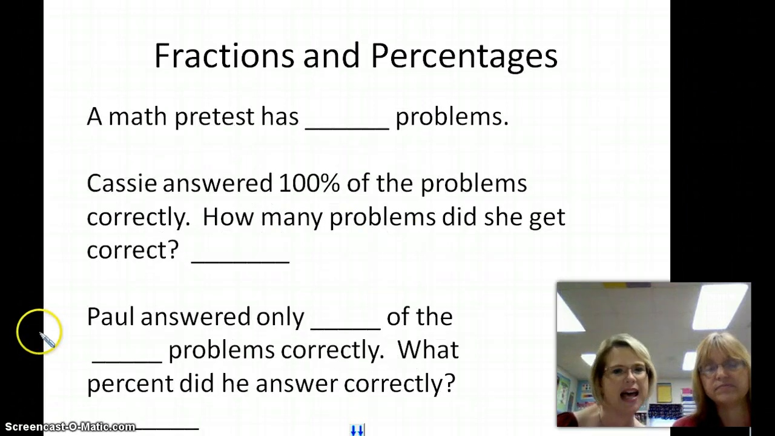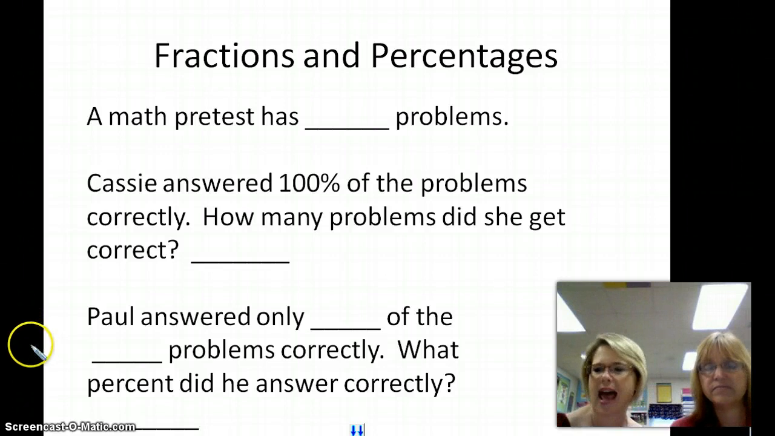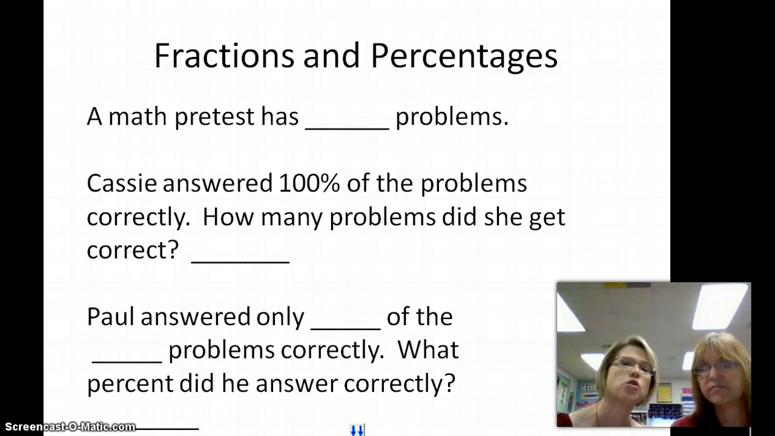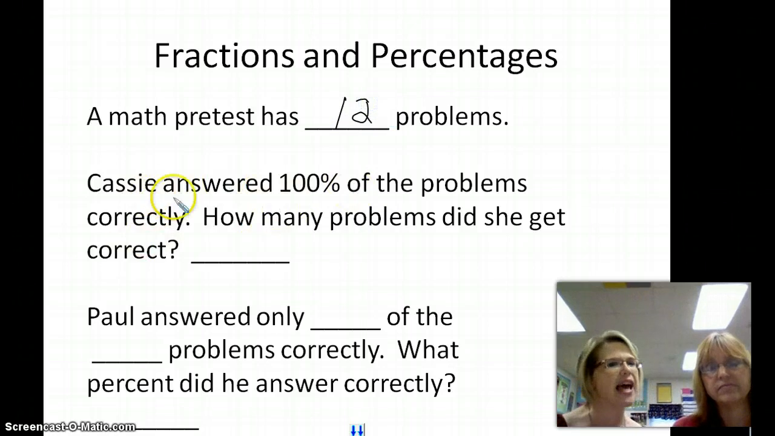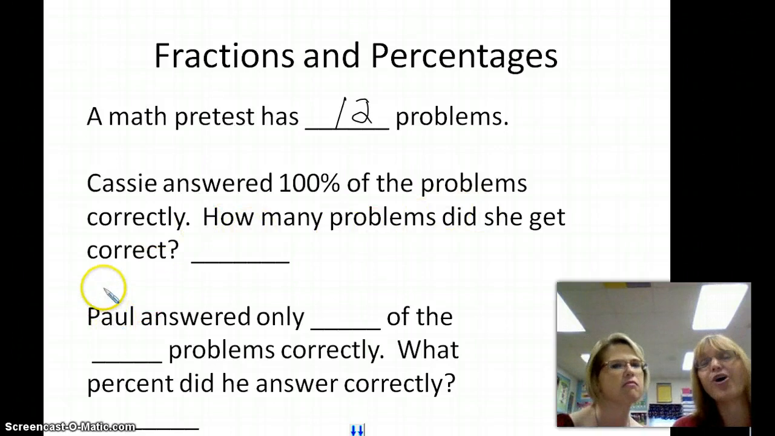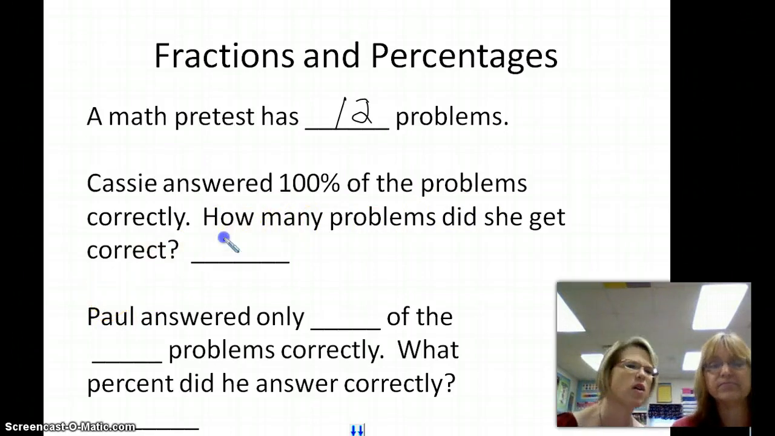Okay, so our last slide for today. It's going to be a short video. A math pretest has 12 problems, kind of like yesterday's CBA. Okay, so a pretest has 12 problems. Cassie answers 100% of the problems correctly. How many problems did she get correct? She got all of them correct. She has 12. So 100% is all of them, and almost all kids out there know that.